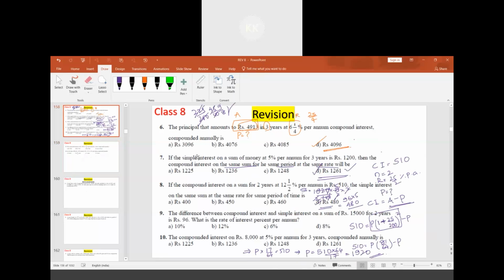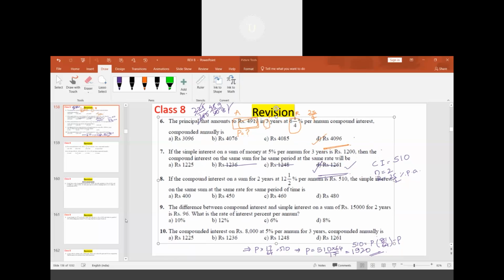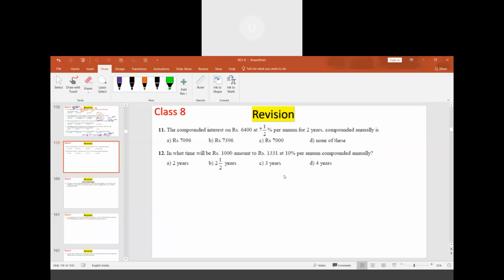Any other question, sir? What about any other question related to the exam point of view? No, sir. Did we solve all these questions till question 10 yesterday? Yes, sir, till 10 questions. So now the 11th question.